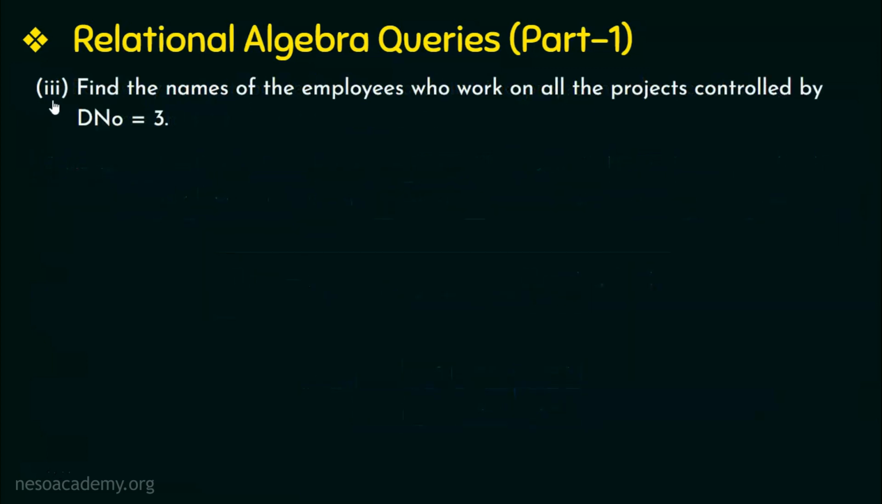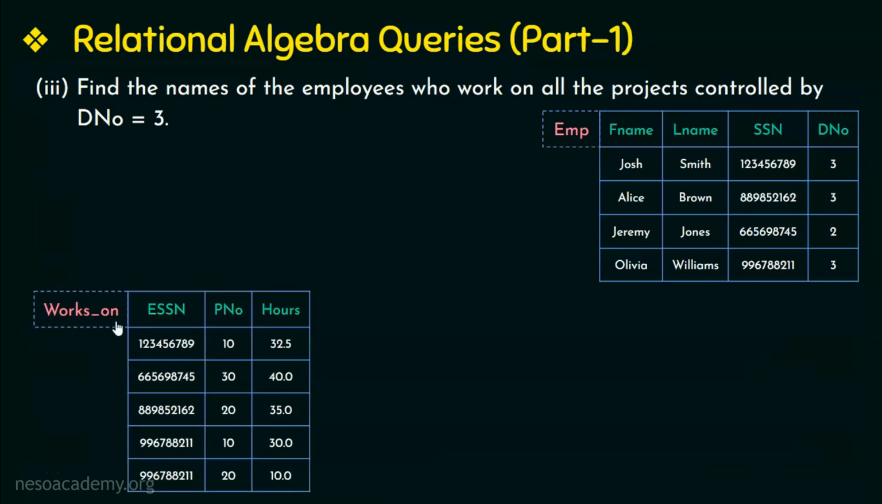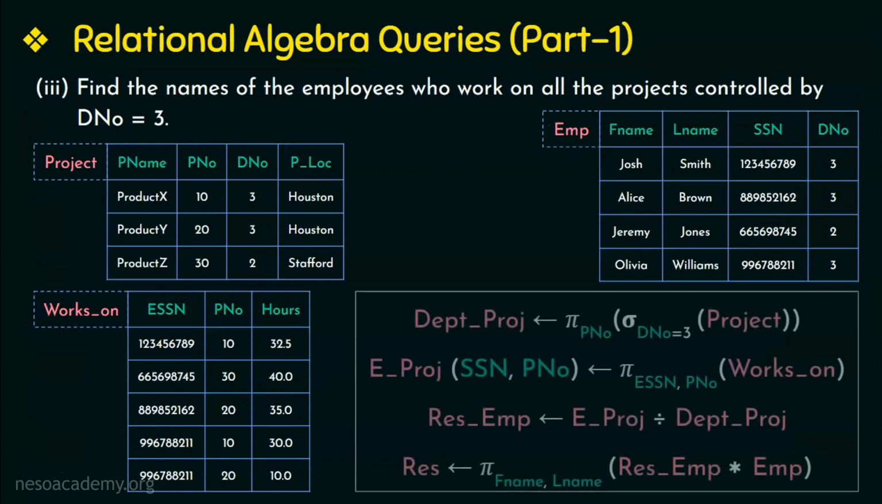Now let us discuss the third example. Find the names of the employees who work on all the projects controlled by department number 3. We know that the names of the employees are present in the EMP relation or the employee relation. The details of all the employees working on different projects are present in the works on relation, and which project is controlled by which department is present in the project relation. So mainly we use these three relations to write this query. Let us discuss this query.